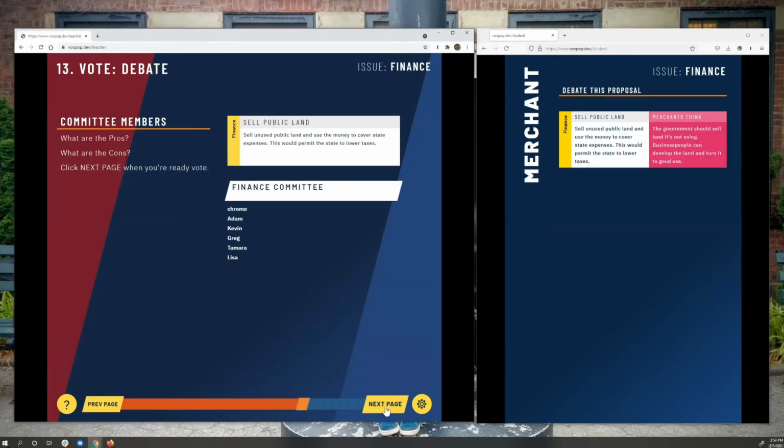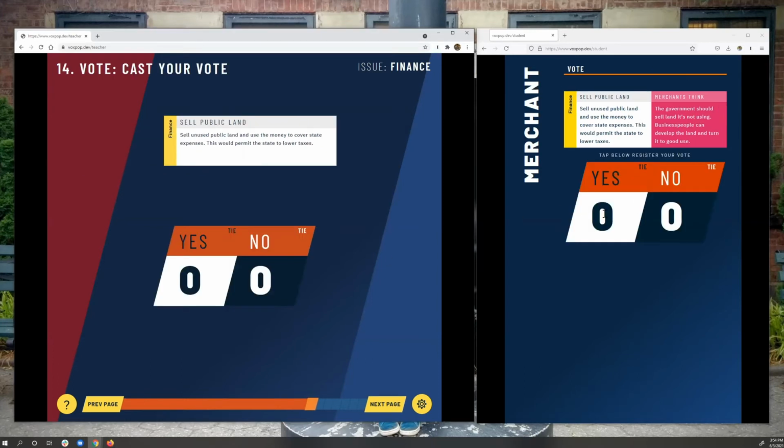Great. So here we would ask a member of the finance committee to tell us why everyone should vote for sell public land. Next, please. And we often ask for pros and cons. People who are playing along at home, you should be able to vote yes or no.